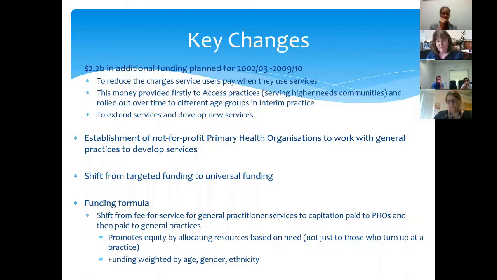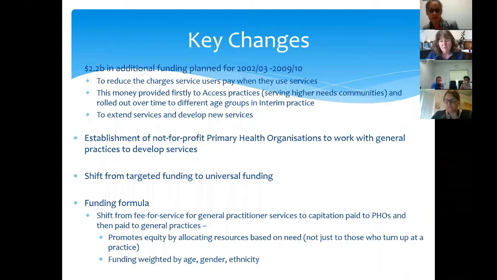We had the establishment of these not-for-profit primary health organisations that would sit over the top of general practices and help them develop services. And we also shifted from what was a targeted funding approach to a more universal funding. So prior to this, only some people in the population had access to government subsidies to help them access primary healthcare services. Now we were moving to a universal funding arrangement.